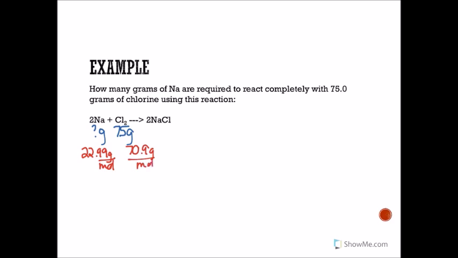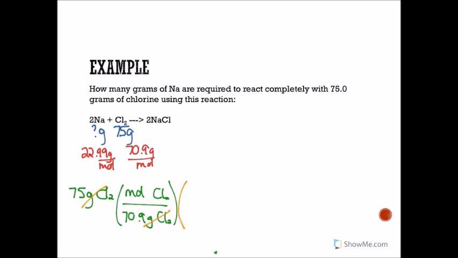Once we finish that, we start with our number in the question, which is 75 grams of chlorine. And we convert that to moles using our molar mass. We have to put 70.9 grams of chlorine on the bottom because we want that to cancel off, and then moles of chlorine goes on the top. So our grams cancel off.